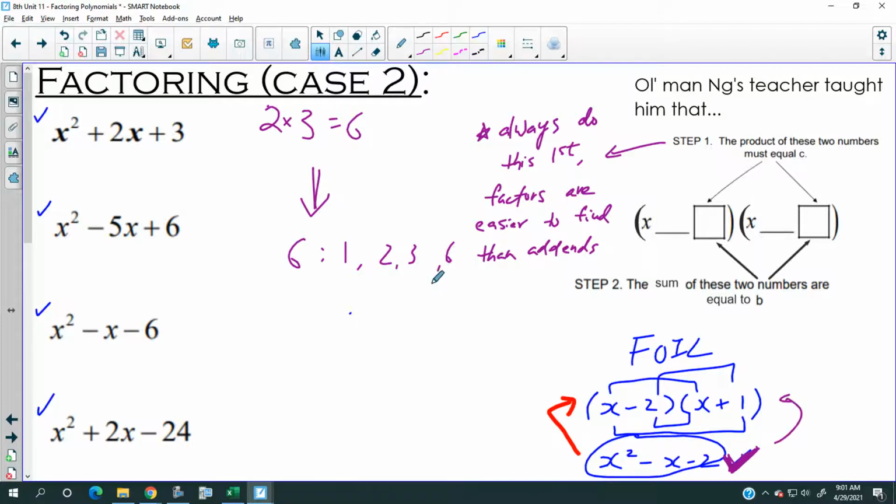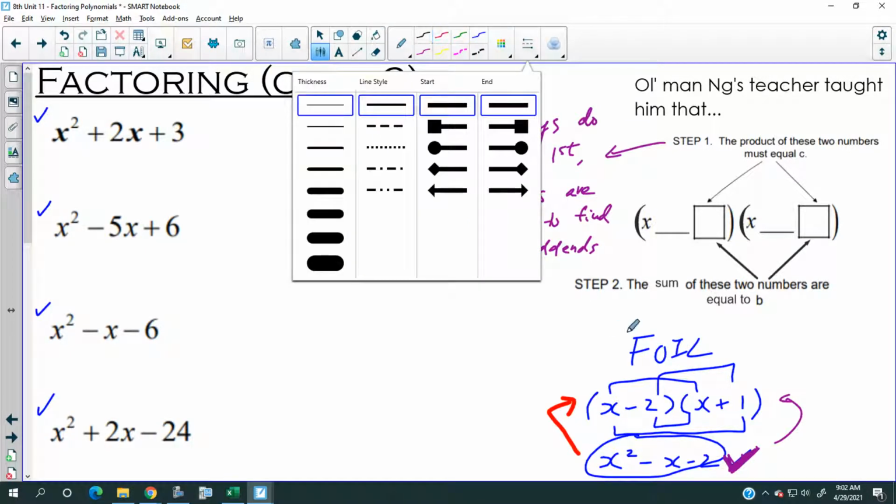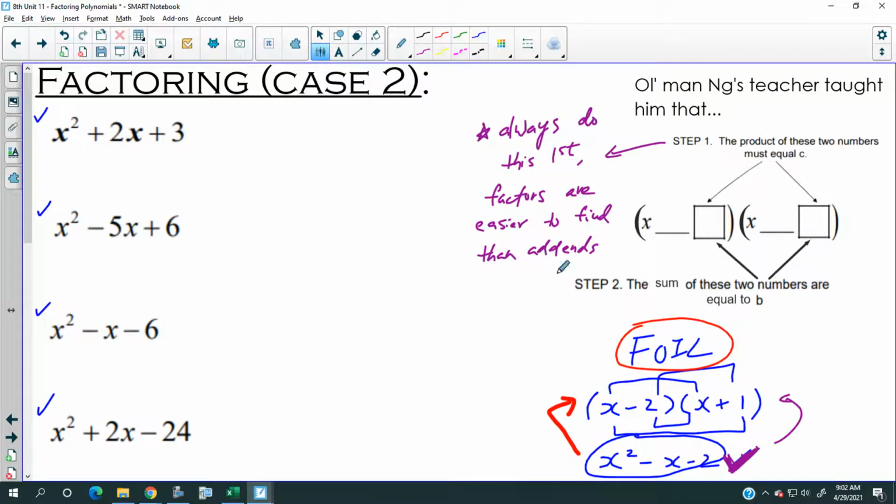Okay, so the question would be something like, what times what would give you x squared plus 2x plus 3? Okay, think about it like that. Now, similarly speaking, it's actually not that bad. And the reason is because you guys know how to FOIL already. And that's the big thing. The fact that you know how to FOIL already means a lot in what you can or cannot do.